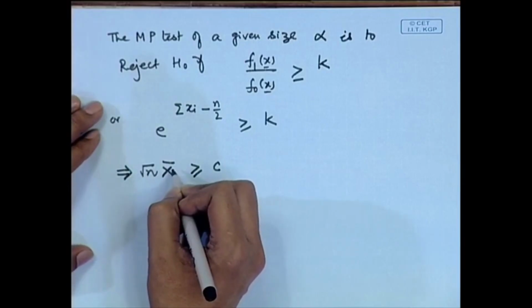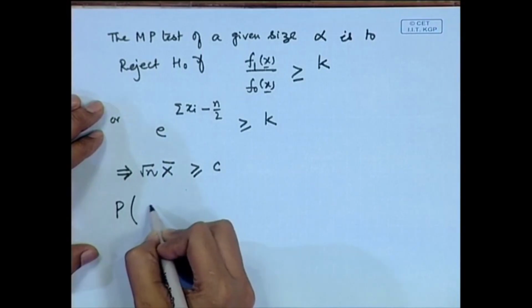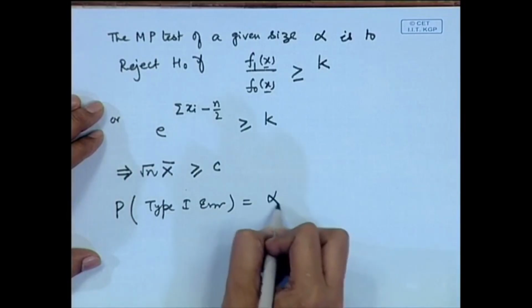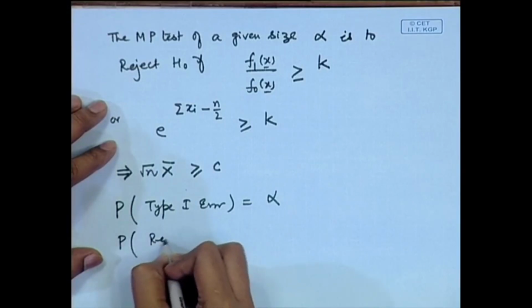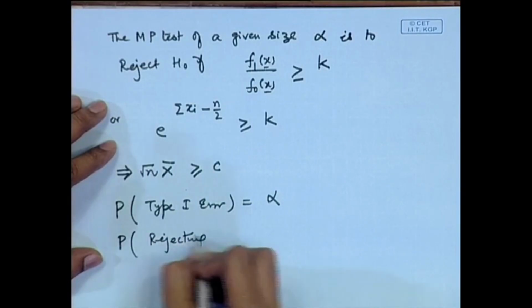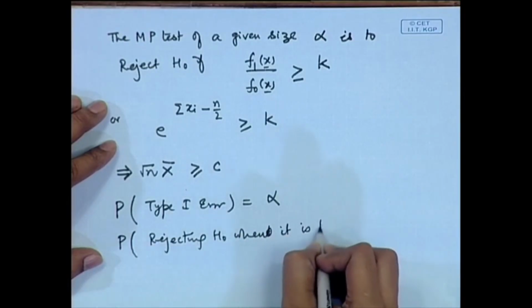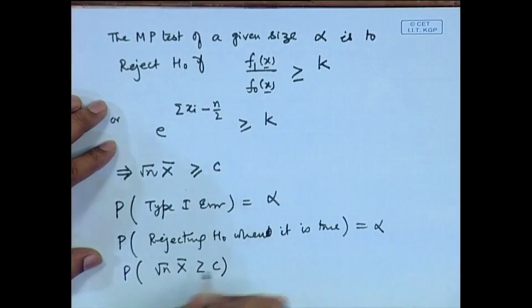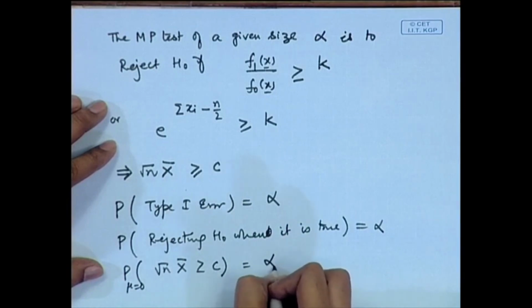Why is that useful? Because we want the probability of type 1 error equal to alpha. So, that is the probability of rejecting H naught when it is true, that is equal to alpha. So, the probability of root n x bar greater than or equal to c when mu is equal to 0 is equal to alpha.